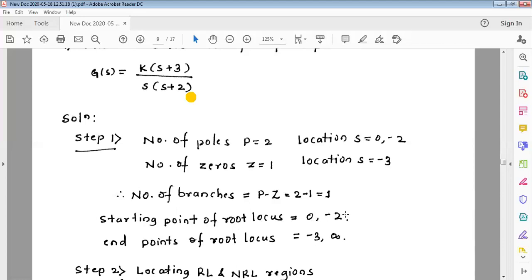So you can say that the root locus always starts from the open loop poles. So these are the pole locations. And it ends at the open loop zeros. These are the open loop zeros. One zero is at minus 3, and one more is not available here, so that is available at infinity.